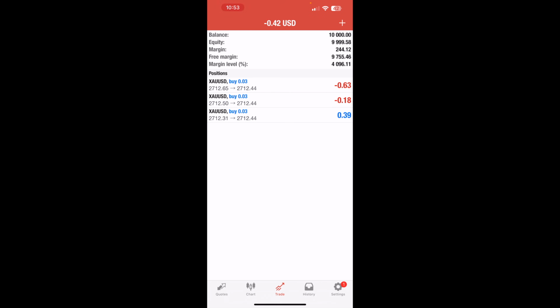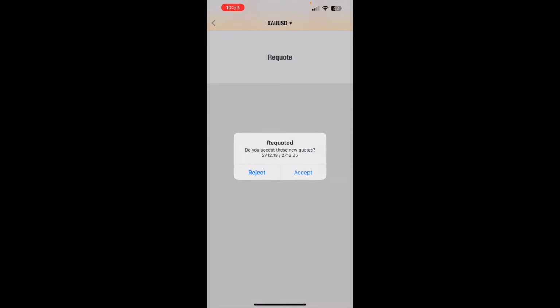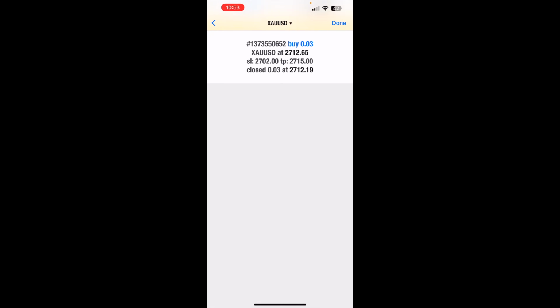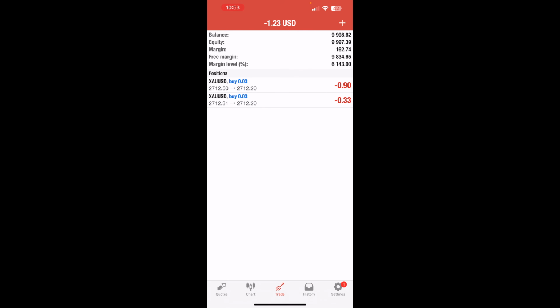If for some reason we send in a message and it says close the trade now, all you want to do is hold down on the trade if you are using MetaTrader and click close. Accept the quotes and there you go, you are out of the trade. You can check your history to see the recent trades that you have taken. And again, we have our 2 positions open. That's as simple as it is.